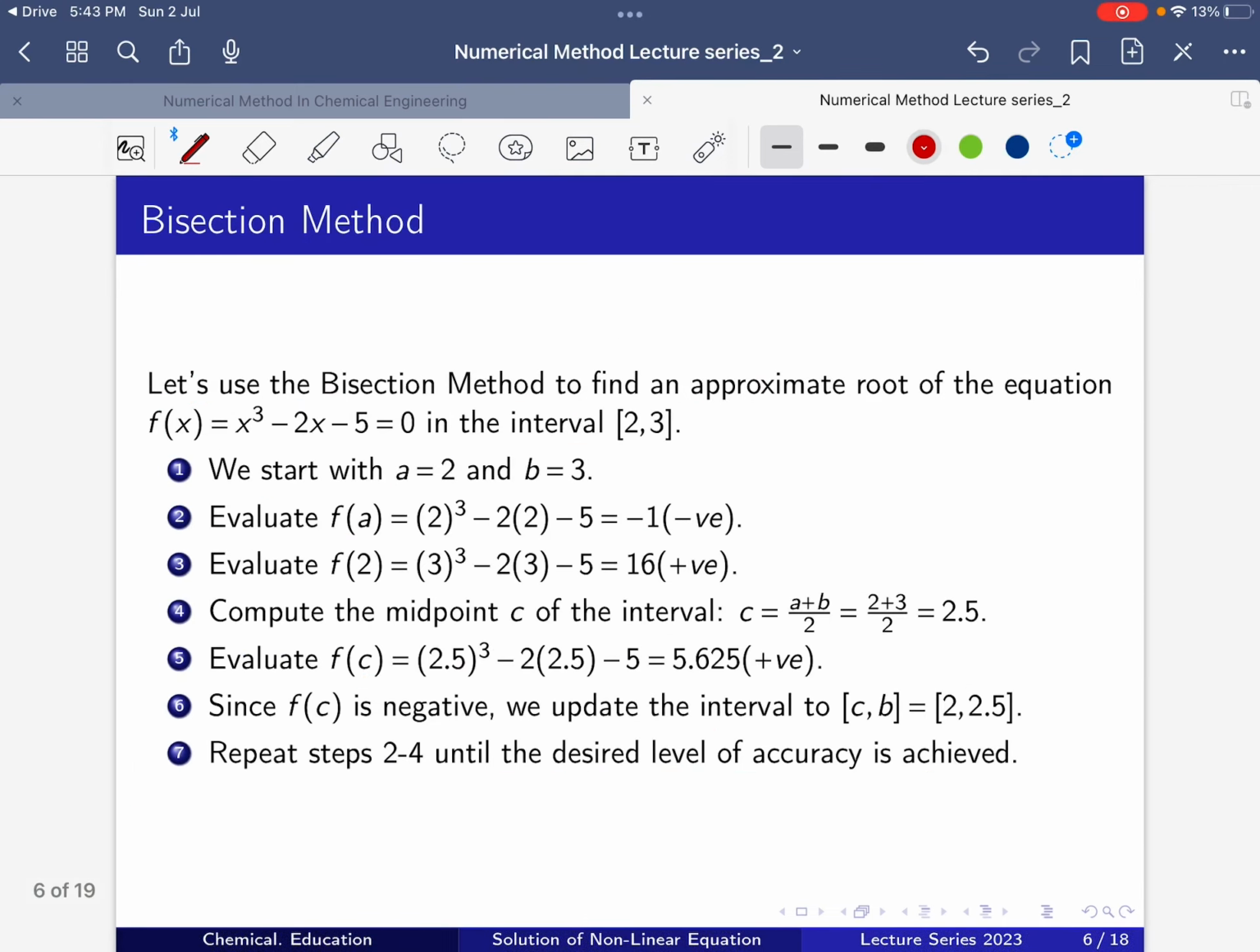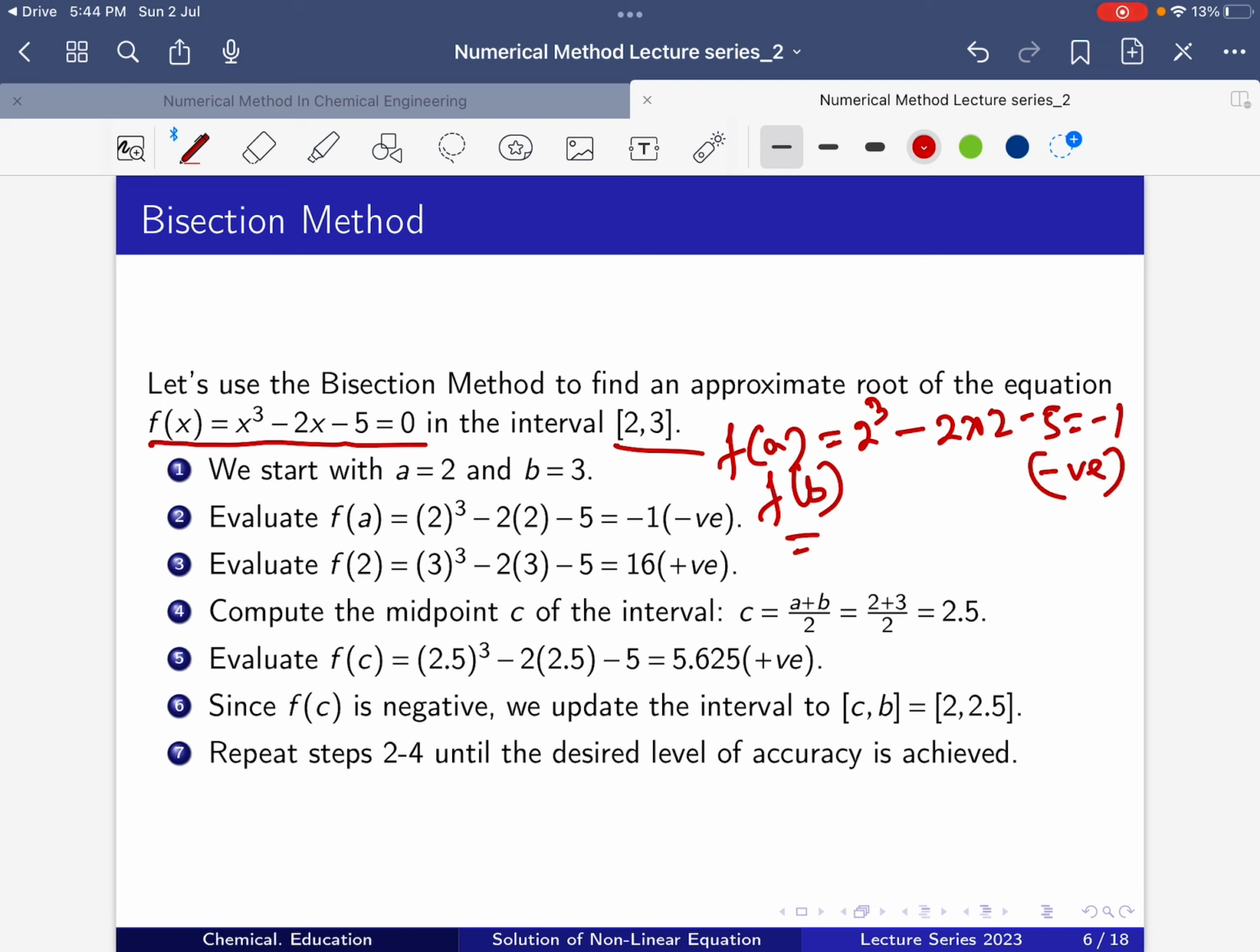Now I'll show you how to solve a nonlinear equation by using the bisection method. Here I'm taking one nonlinear equation, f(x) = x cubed minus 2x minus 5 = 0, in the interval of 2 and 3. We have to find the root of the equation. First we must compute f(a) and f(b). Here f(a), if you compute, will be 2 cubed minus 2 into 2 minus 5, which gives minus 1, so a negative sign.